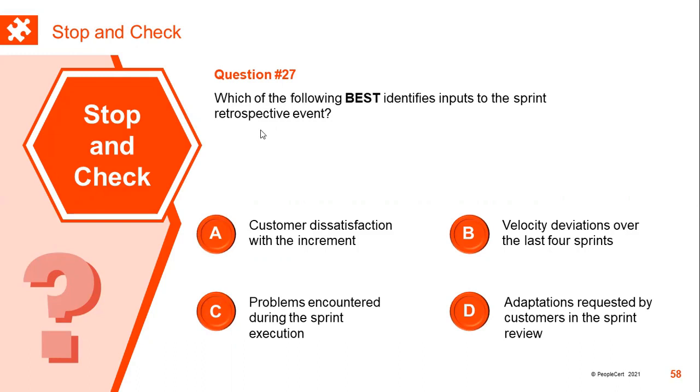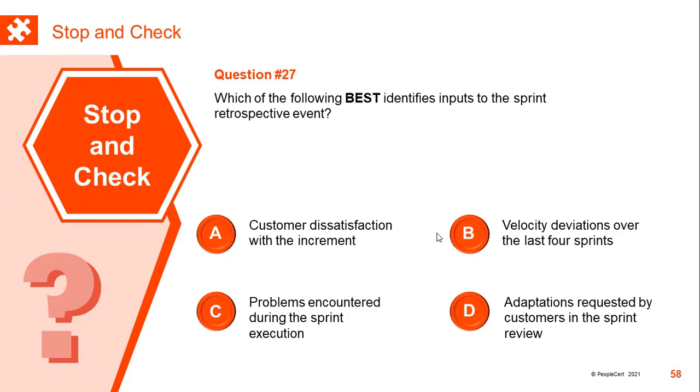Once again, this is a retrospective question, so more about the process rather than the product. Which means A cannot be the answer. It is about customer dissatisfaction with the increment or a product portion. Also D, which is adaptations requested by customers in the sprint review. They are part of the sprint review discussion and also the sprint planning meeting for the subsequent sprint.